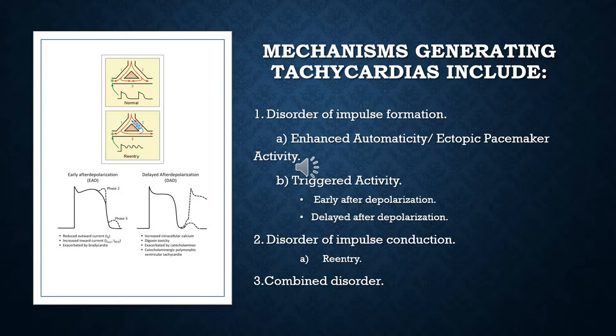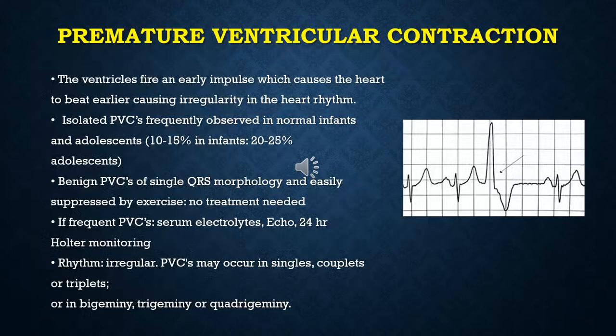In our topic today, what about ventricular tachyarrhythmia? The cause may be ectopic pacemaker activity, triggered activity like early and delayed afterdepolarization, and re-entry circuit. So the mechanisms of ventricular tachycardia may be ectopic pacemaker activity, triggered activity with early and delayed afterdepolarization patterns, and re-entry circuit, which is the most common cause of ventricular tachycardia in general. Let's start with the first type of ventricular arrhythmia, which is premature ventricular contraction or ventricular extrasystole.